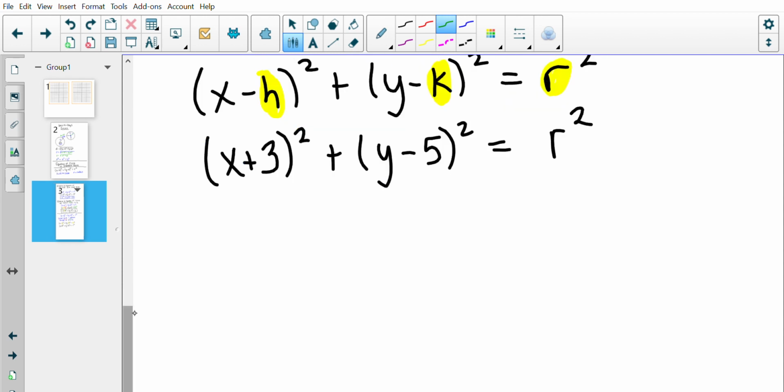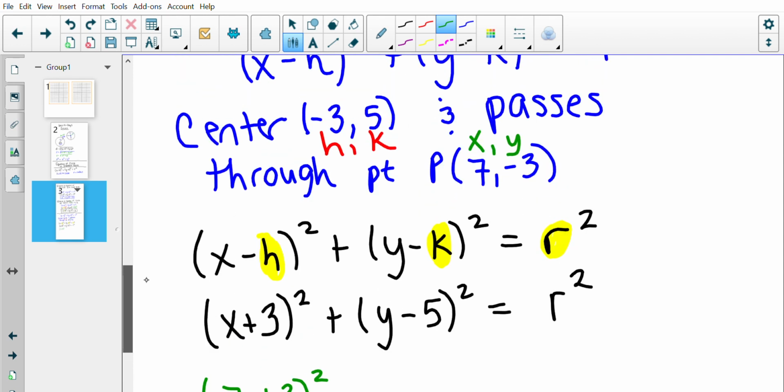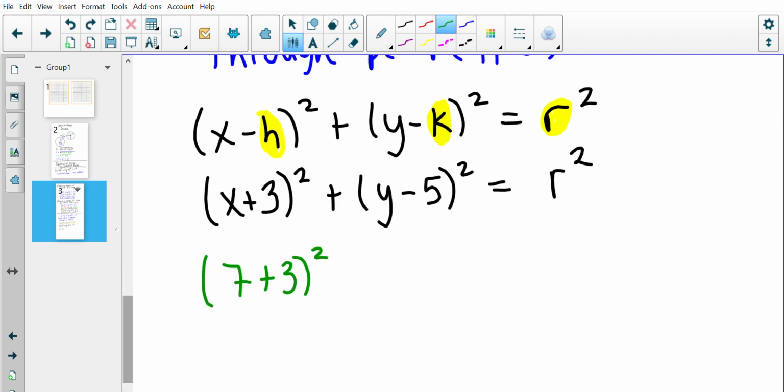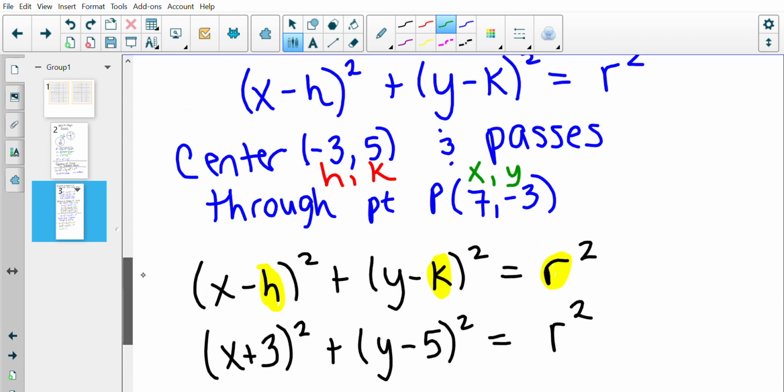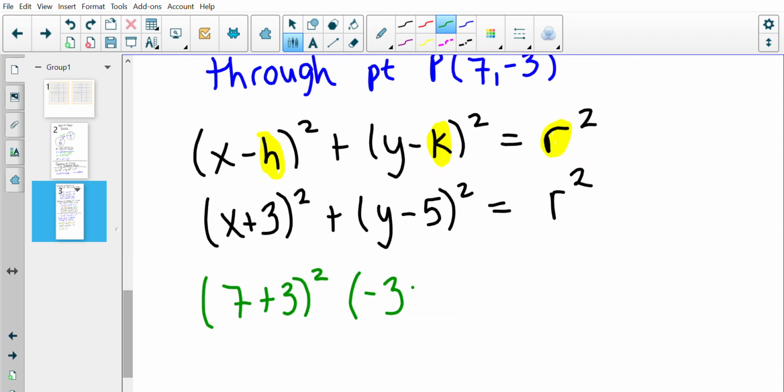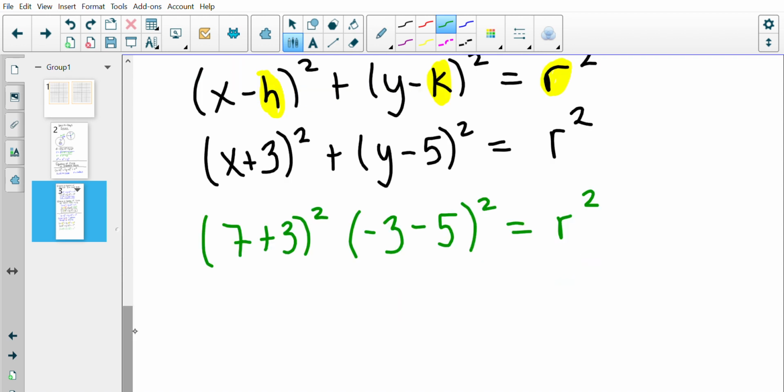So we're going to have 7 plus 3 squared. So I just substituted the x coordinate in for x. And then I'll have negative 3. So I'm substituting in the y coordinate. So negative 3 minus 5 squared will equal r squared. Let's simplify what's inside our parentheses. So we're going to have 10 squared, don't lose that plus sign, plus negative 8 squared equals r squared.